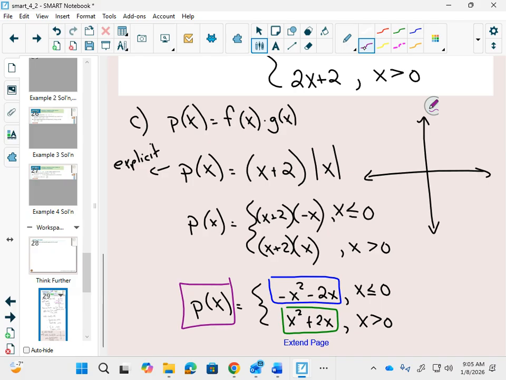So P of x has two pieces. It has this blue piece, which is that one, and this green piece, which is also that one. The reason I put boxes around the factored version as well is that I actually find the factored version helps me more with graphing, because I'm going to use my polynomial skills from chapter 1. You know this is a parabola that opens down, so you know its end behavior. And if I look at its factored form, can you see that it has x-intercepts at 0 and at -2?